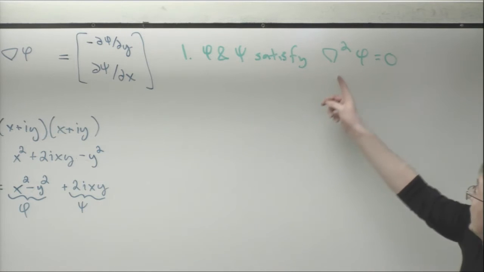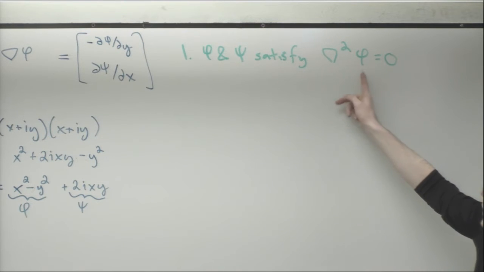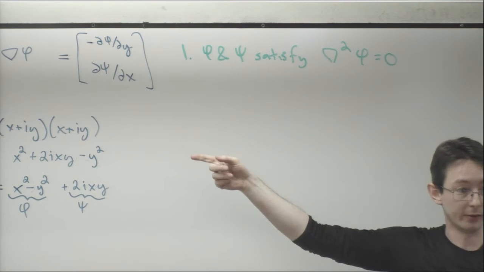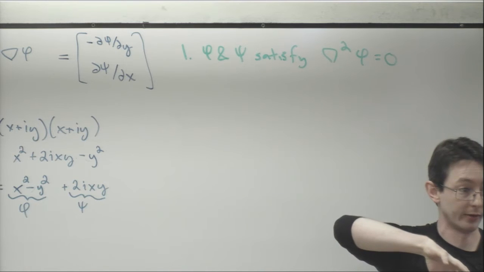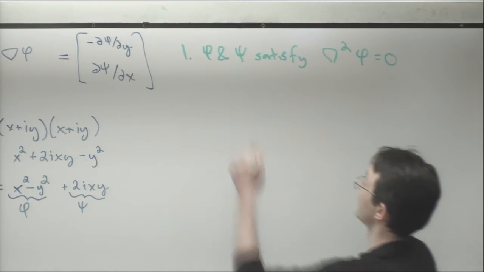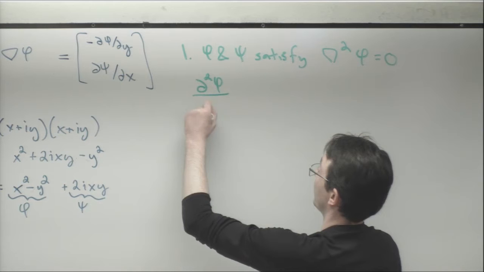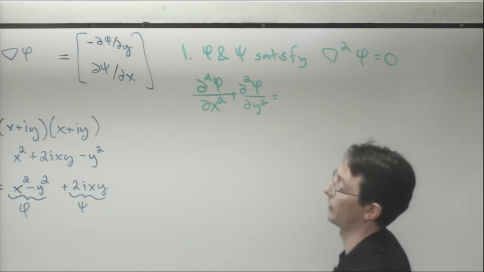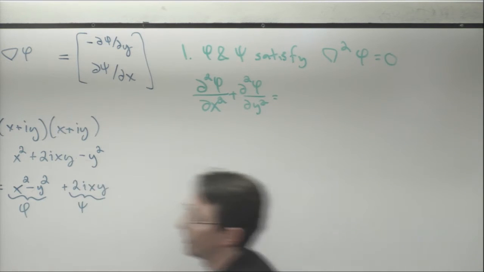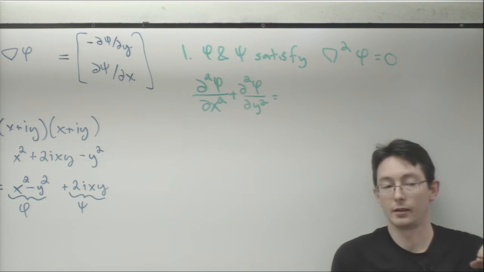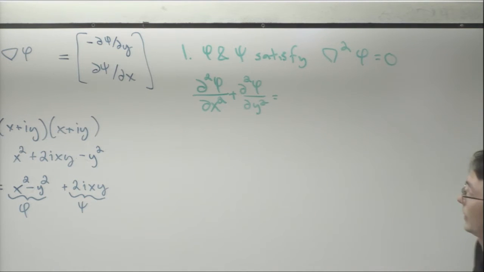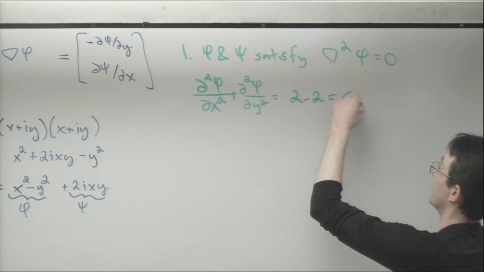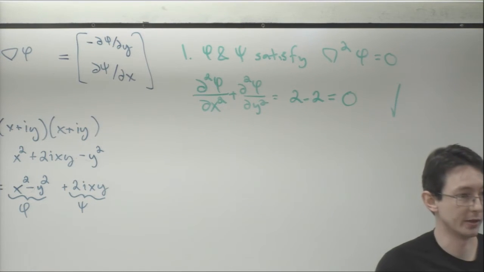Right, so I could take the gradient of phi and then take the divergence of it, or I could just compute the second partial derivative with respect to x and add it to the second partial derivative with respect to y. So let's just do that. Partial squared phi partial x squared plus partial squared phi partial y squared equals what? What's the second partial derivative with respect to x? 2. Okay, and the second partial derivative with respect to y? Minus 2. So this is equal to 2 minus 2 equals 0. Okay, good. Laplace's equation holds.